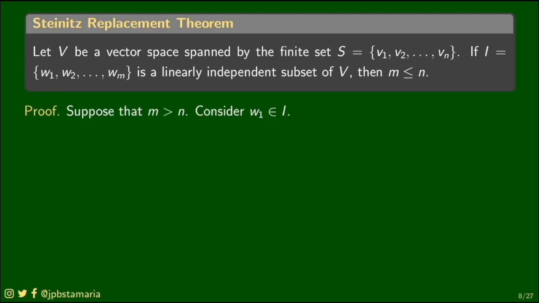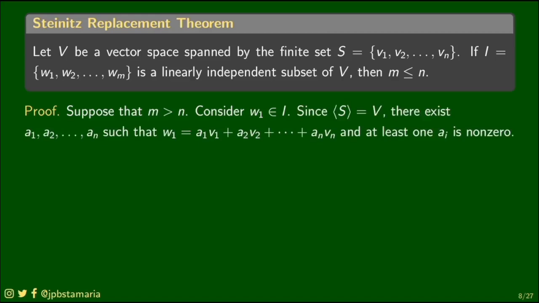W1 comes from I. Since the span of S is V, and of course W1 is just an element of I, which is a subset of V, then W1 itself is in V. So therefore, W1 is in the span of S, so by definition, W1 may be written as a linear combination of V1 up to Vn, meaning to say, there are scalars Ai so that W1 may be written in this form. And take note that at least one of the Ai must not be 0.